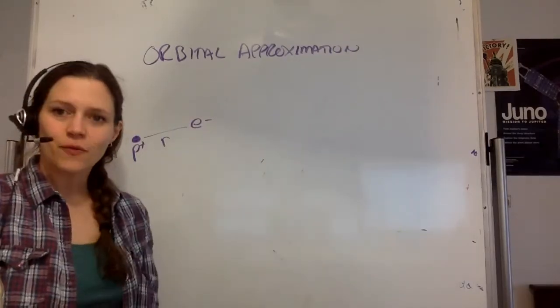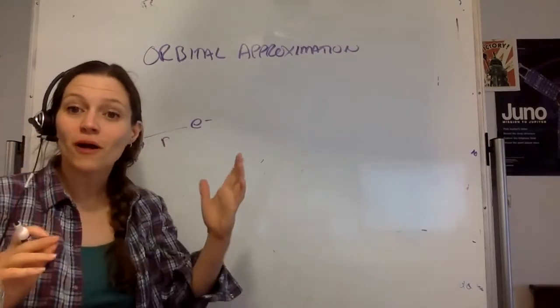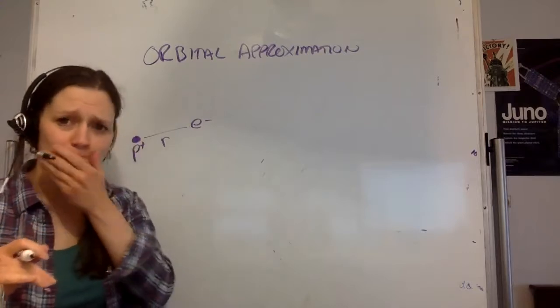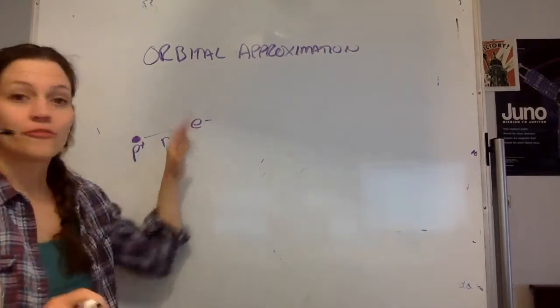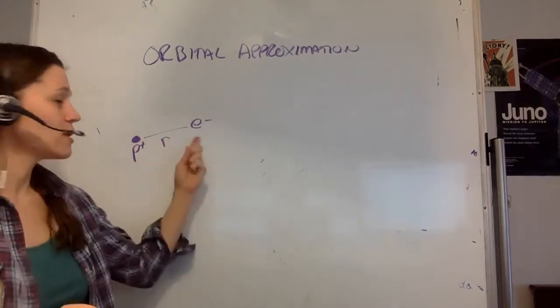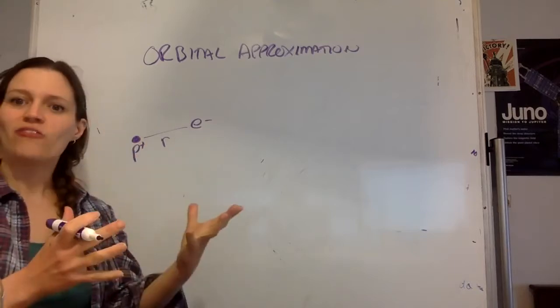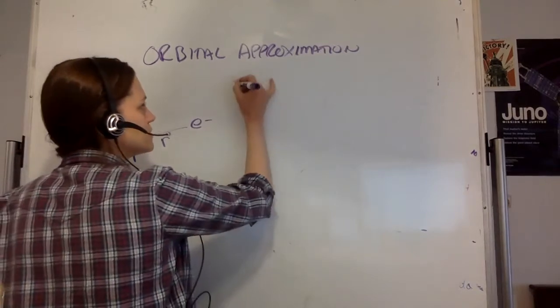Hello. Today we're going to be talking about orbital approximation and Pauli's exclusion principle. Okay, starting off, the orbital approximation. You have a proton and an electron. You have a wave function that represents this.